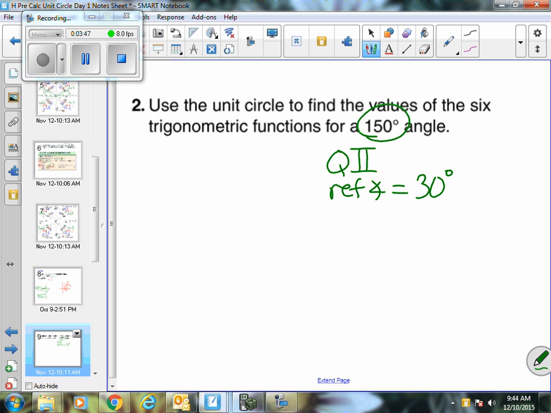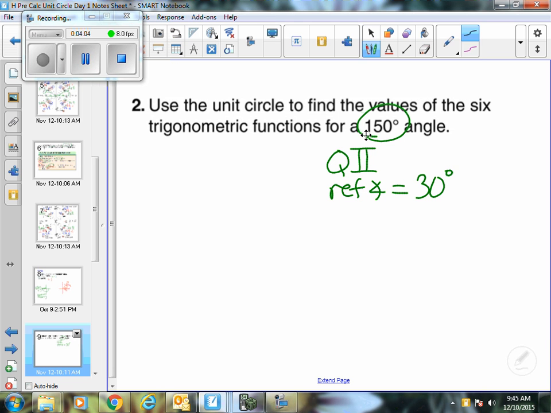They're the same. It's just that because we're in quadrant 2, some things are going to be negative. What's going to be negative when you're in quadrant 2? Well, anything that you have to go left for, so the x value, so cosine would be negative, and also tangent, because tangent is y over x.